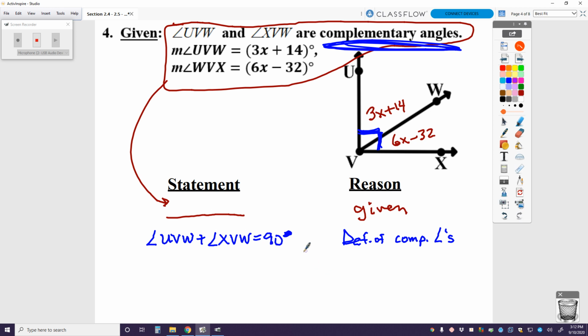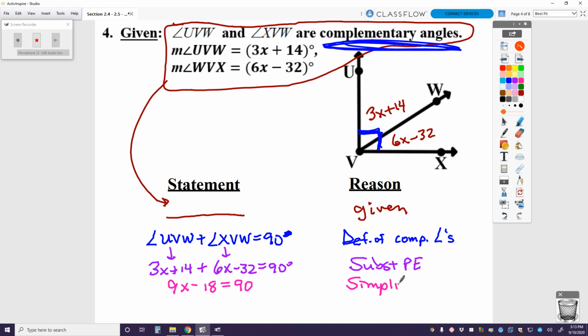All right. Now this is where we can make our substitution. So 3x plus 14 for angle UVW. We can pop in the 6x minus 32 for angle XVW. So there's the substitution step. And then we need to combine our like terms. So 3x's and 6x's makes 9x's. Positive 14 minus 32 gives me a minus 18 equals 90. That was just our simplify step. We combine like terms.